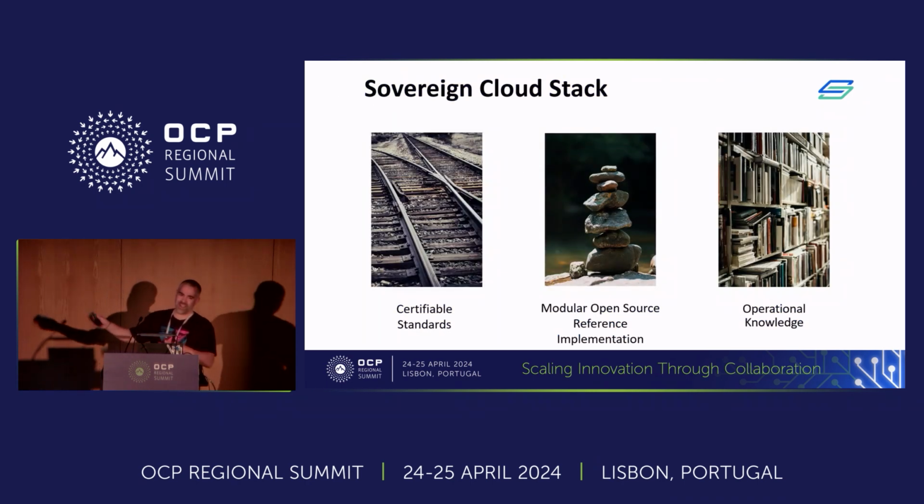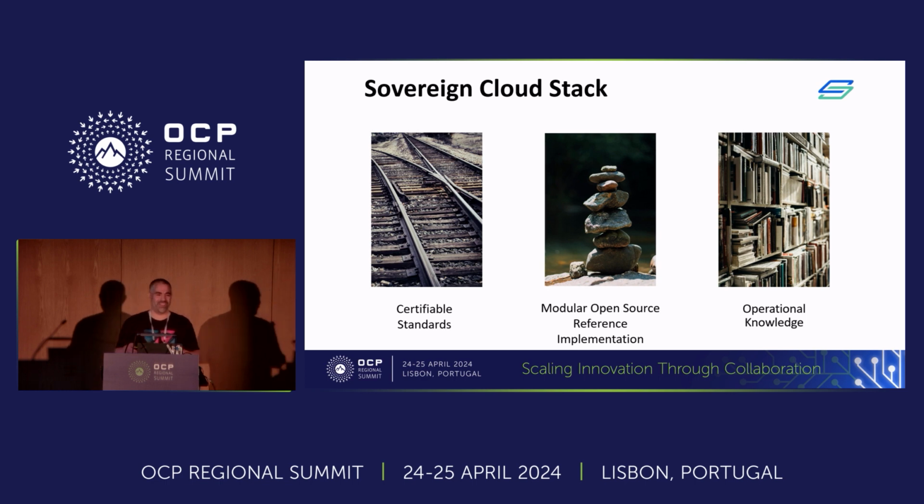This is the last Sovereign Cloud Stack introduction slide. Sovereign Cloud Stack is based on 3 foundations. The modular open source reference implementation, it's called OSISM. It's the technology you can use, but it's not necessary that you really use that implementation. You can also use another OpenStack flavor or another Kubernetes flavor. But we also have these certifiable standards. We defined standards which can be checked in an automated way.